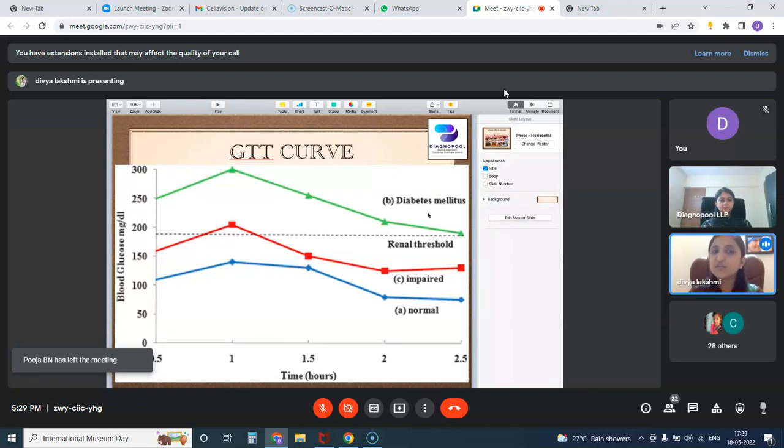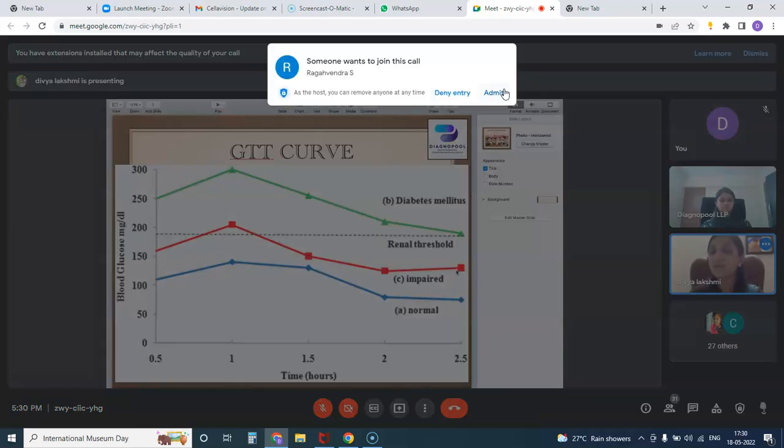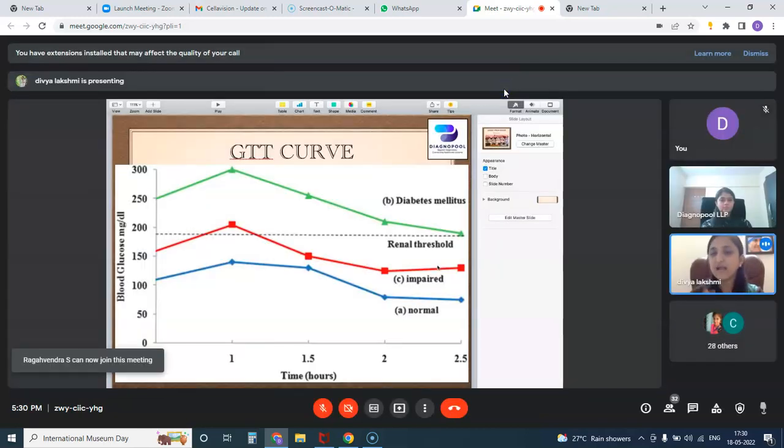If the values are between 150 to 200, we will term them as impaired glucose tolerance. So after giving glucose solution, if the values are not coming below 100 at the second hour or the third hour, we term them as impaired glucose tolerance or pre-diabetic patients. They have chances of getting diabetes again.